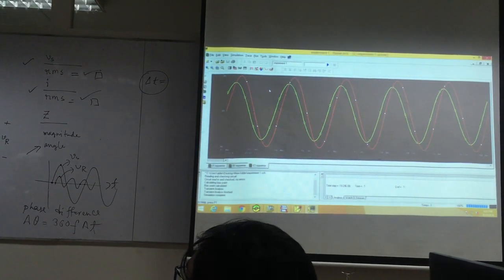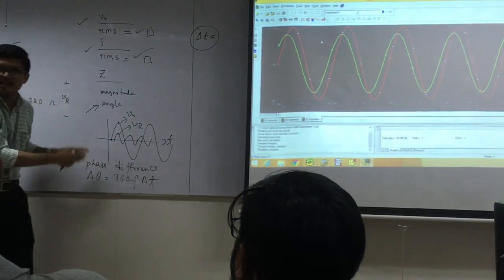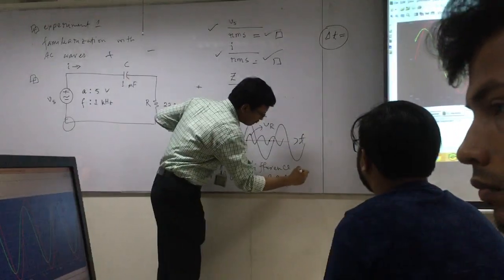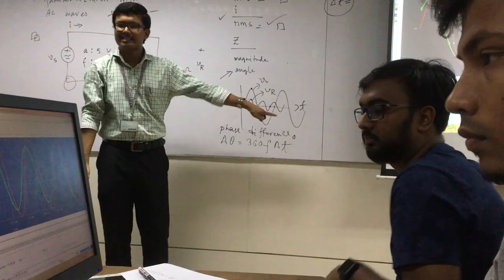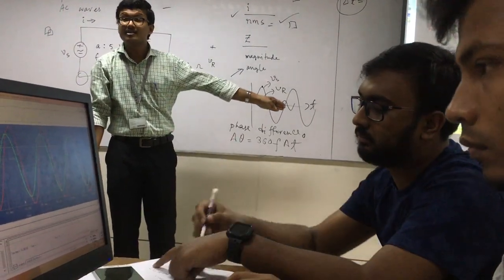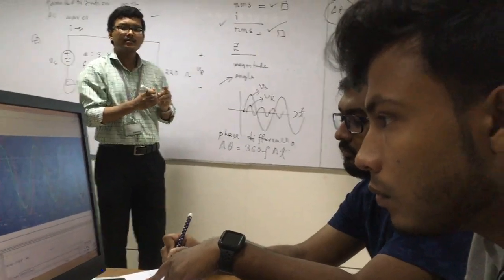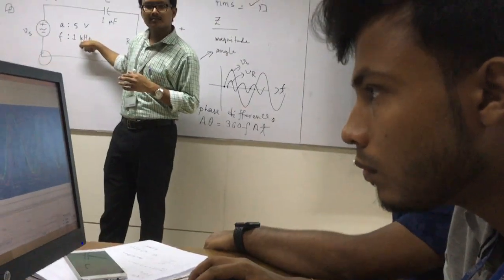Then you put that value over here and multiply with 360F to get delta theta. Delta theta is going to be in degrees. It's an angle, in degrees, not in radians. Sir, what is F? Frequency. What is the value of this one?